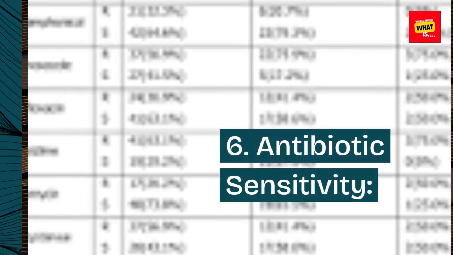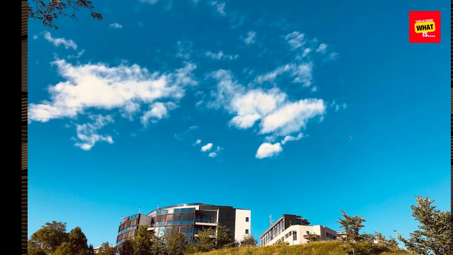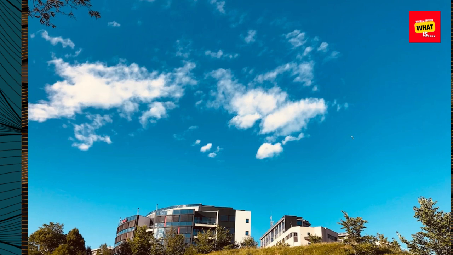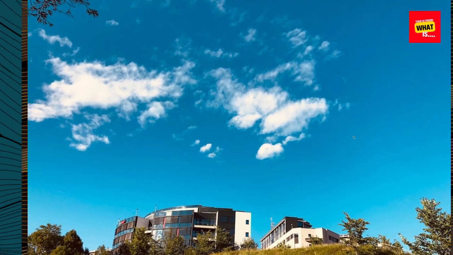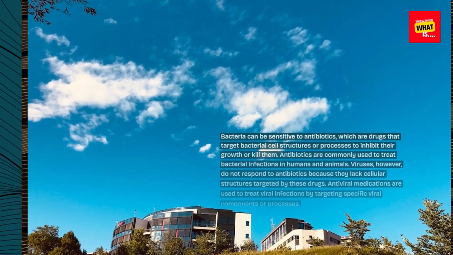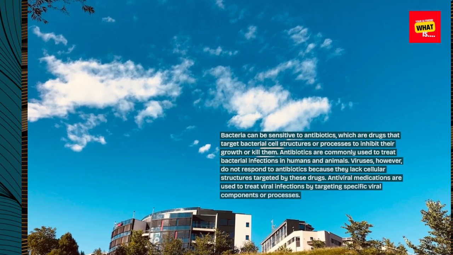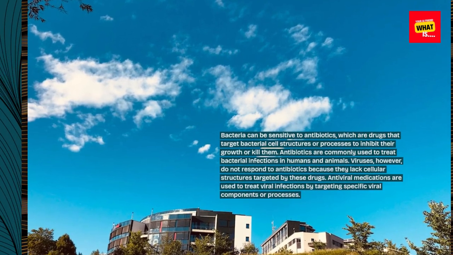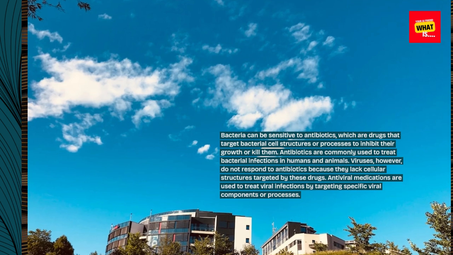6. Antibiotic sensitivity. Bacteria can be sensitive to antibiotics, which are drugs that target bacterial cell structures or processes to inhibit their growth or kill them. Antibiotics are commonly used to treat bacterial infections in humans and animals.